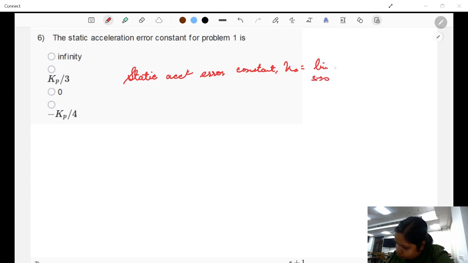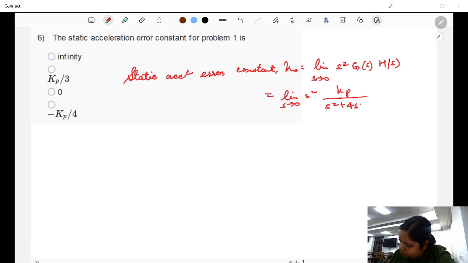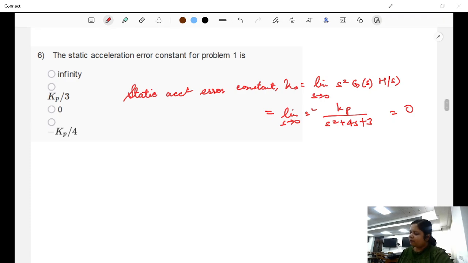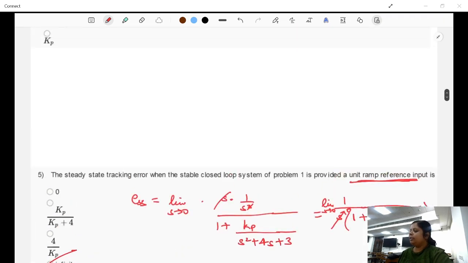Limit s tends to 0, s square GsHs, right? When you write limit s tends to 0, s square Kp upon s square plus 4s plus 3, it would give you 0. So this is 0. Okay, so you can verify 0, infinity and everything.